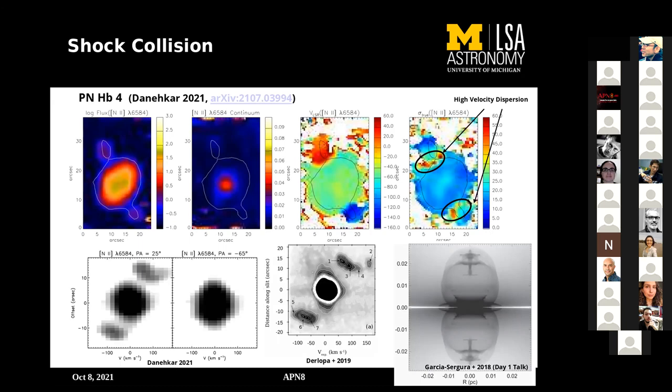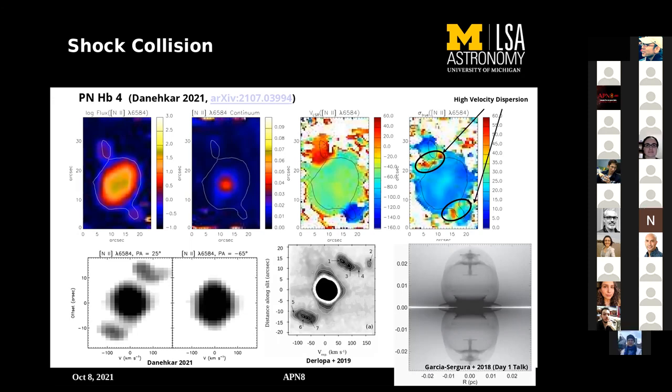So instead of homologous expansion, the expansion linearly decreases. After 10 arcseconds it decreases until it reaches a velocity of 0. This is related to interaction with the ISM and shock collision with the ISM. And as you see in the dispersion maps, shown on the right side, there is a high dispersion region which is related to shock ionization.